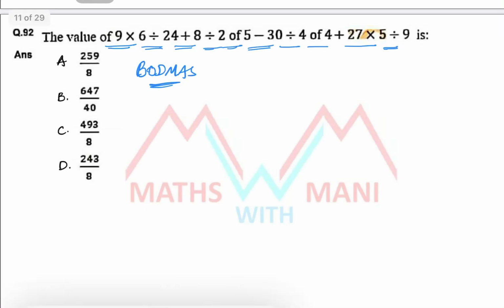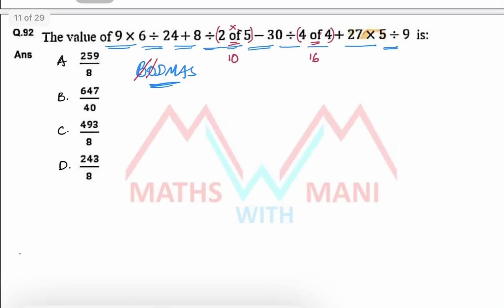B means bracket, then of, division, multiplication, addition and subtraction. So there is no bracket, so cancel out. Next, of. Where of is there? Here is of and here is also of. You have to put bracket on left side of the number of the of and right side of the number of of. So 2 of 5 is nothing but a multiplication. 2 into 5 is how much? 10. 4 into 4 is how much? 16. Clear? So is there any of other than this? Nothing. So of cancel.